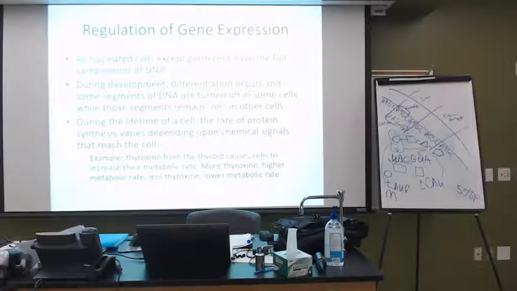Muscle cells don't ever reproduce. What you get is what you got. Same thing for nerve cells. What you get is what you got. They just simply function. They don't worry about reproducing.